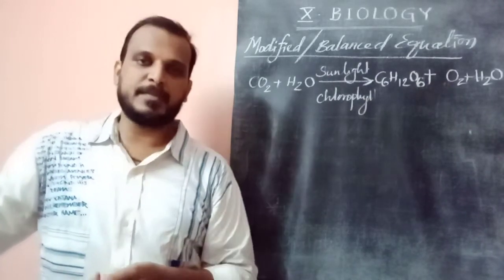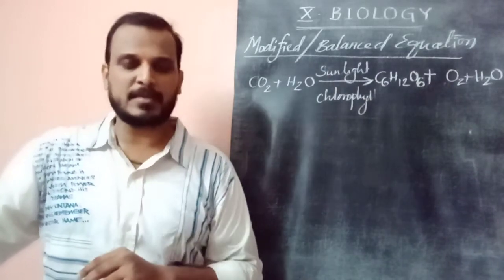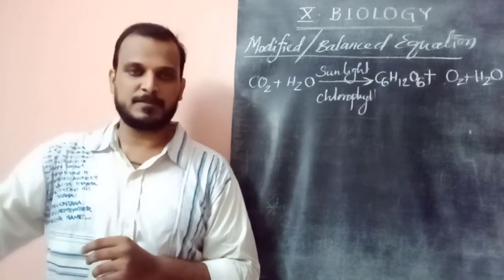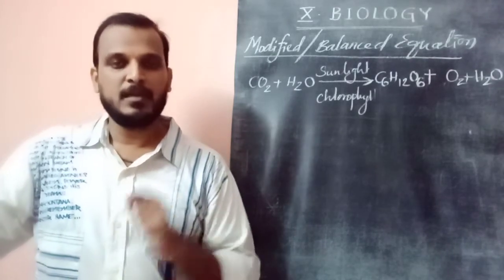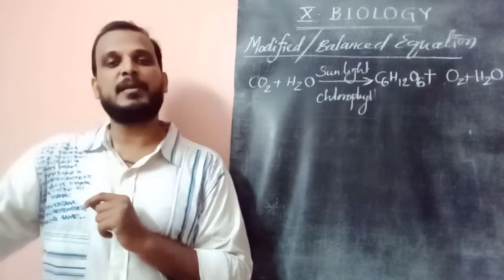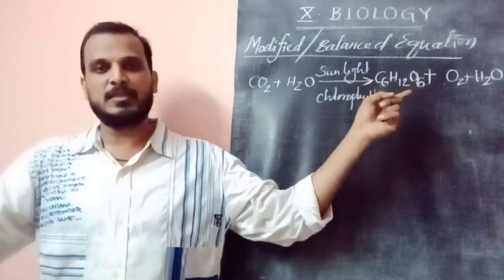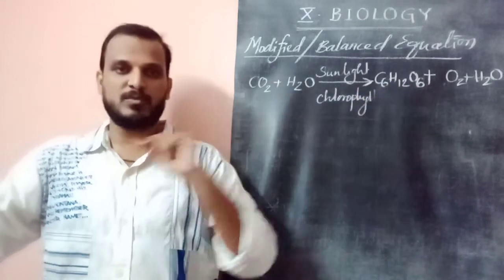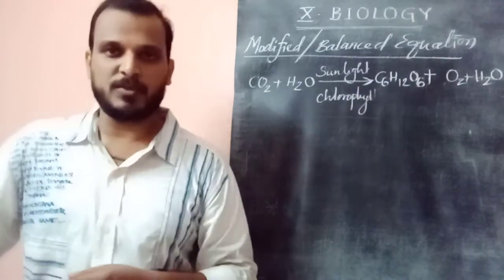What is the food prepared? Previously, we studied in the lower standards that food is prepared in photosynthesis. What is the food prepared? A type of food called carbohydrate. Which type of carbohydrate is prepared? Glucose, nothing but glucose, C6H12O6. Slowly the equation is modifying.